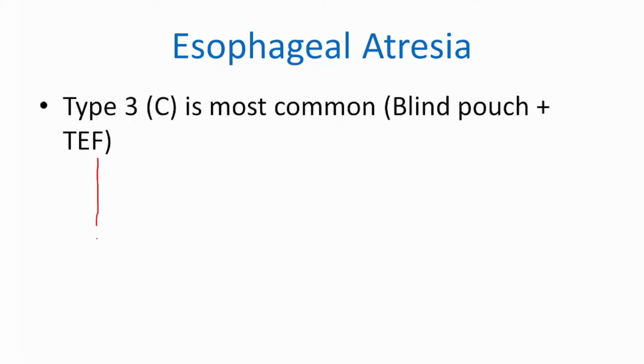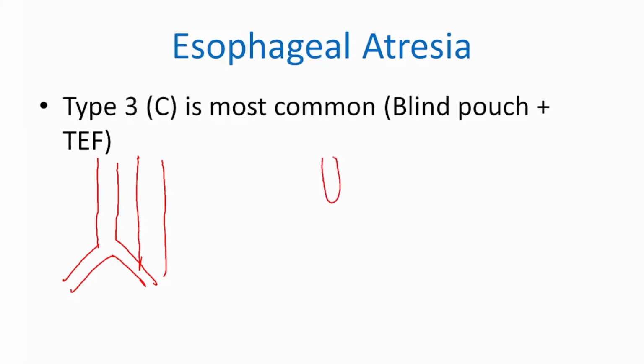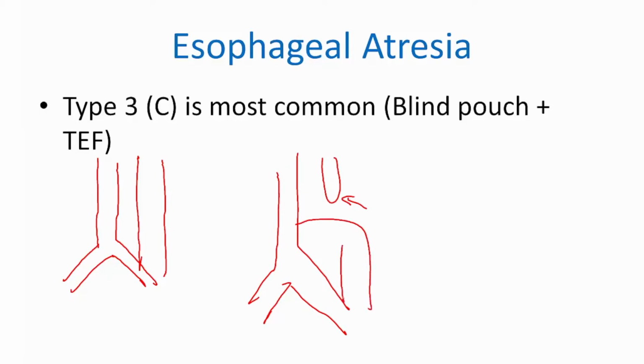So here is the trachea, and here is a normal esophagus. They do not meet, and both are patent. In a type 3, we would have the proximal esophagus ending in a blind pouch. The trachea here on the left would abnormally form a connection with the distal esophagus. This over here is the abnormal connection and is known as a fistula.